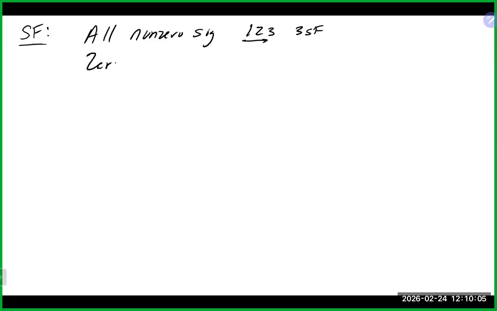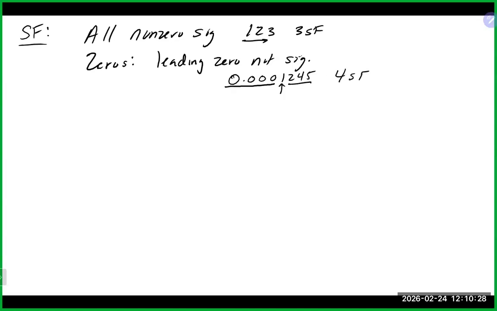Speaking of zeros, those are the ones that give people trouble. We have leading zeros, which are not significant. And those are zeros that come before the first non-zero number. So none of these zeros are significant. We don't start counting until this one, and then the rest of them would be significant. So that is 4 significant figures in this particular number.